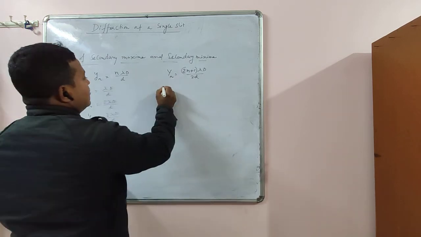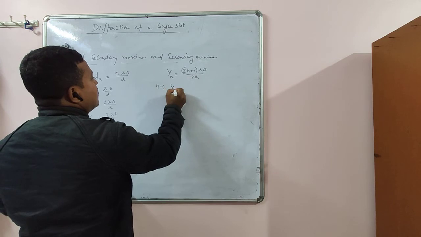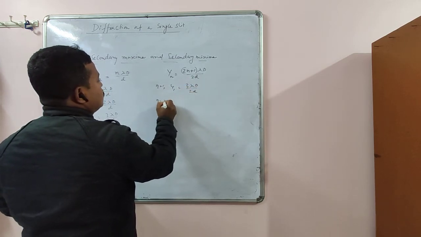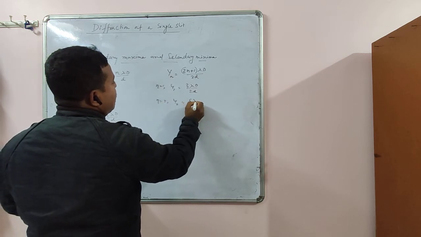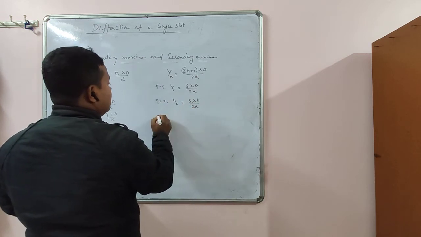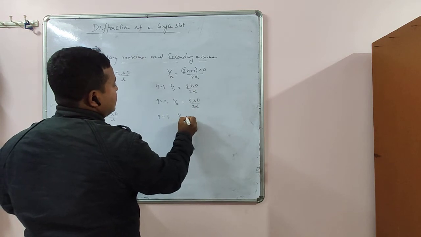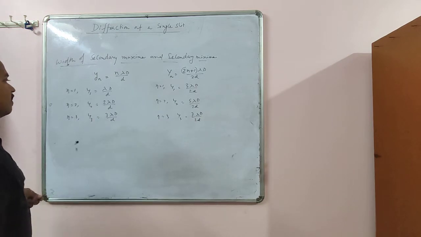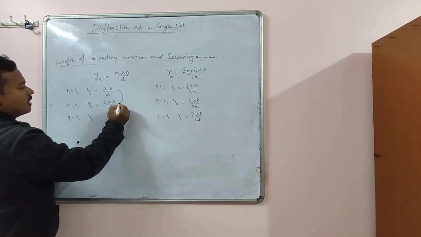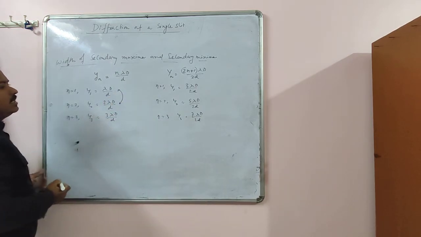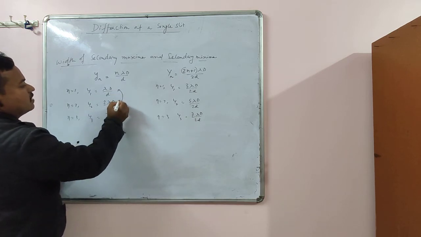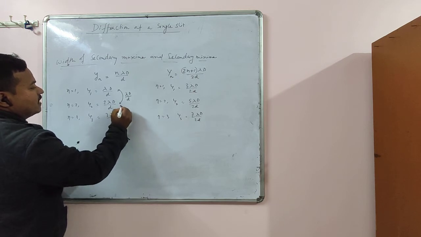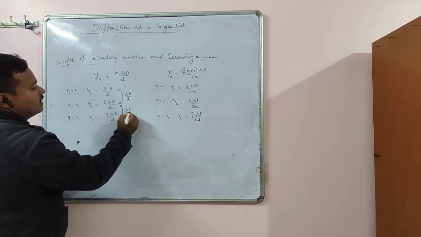Similarly, if you take n equal to 1, y1 will be 3 lambda D by 2d. If n equal to 2, y2 will be 5 lambda D by 2d. If n equal to 3, y3 will be 7 lambda D by 2d. Now you see the separation between any two dark fringes. If we take the difference, it is lambda D by d. Any two, second and first, third and second, lambda D by d.